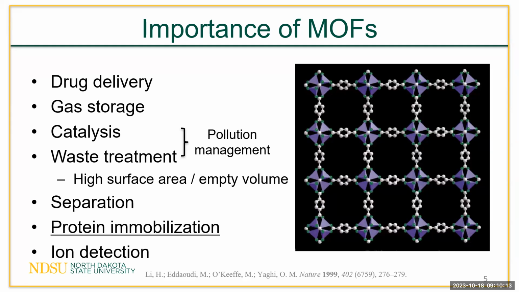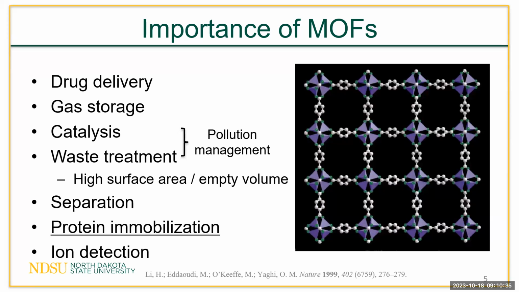And waste treatment, these materials have very high surface area. If you look on the right, you can see there's pores between the material where the ligands and the metals don't have, or there's empty space. And this empty volume leads to very high specific surface area or BET area, which allows for them to uptake any ions or organic pollutants with high efficiency.